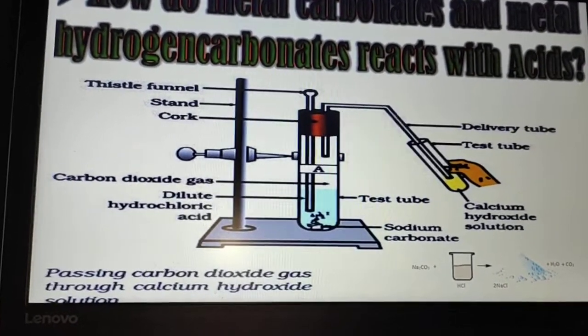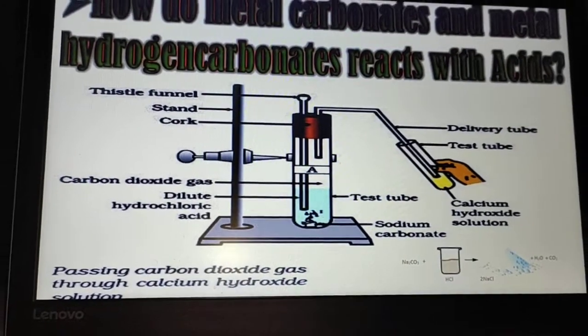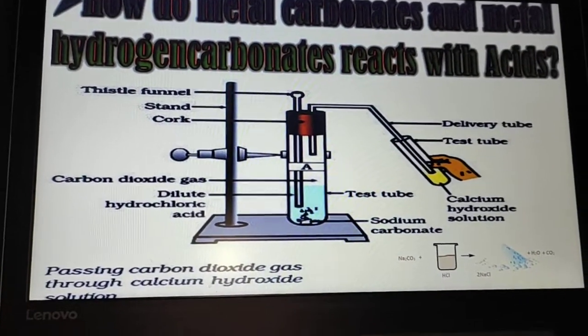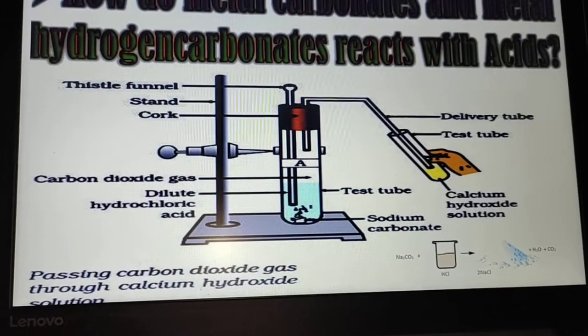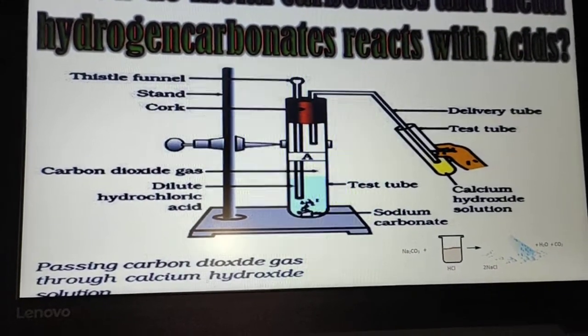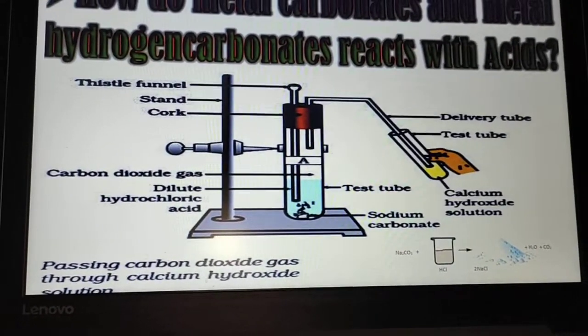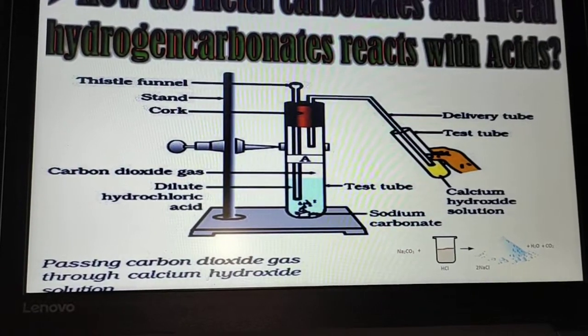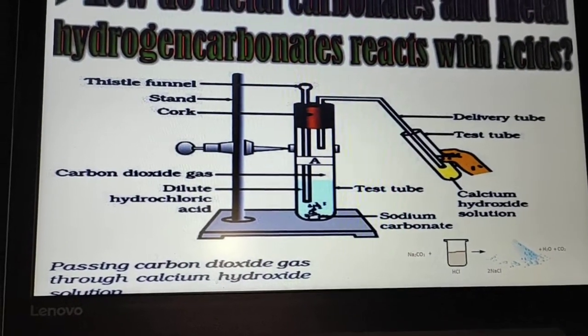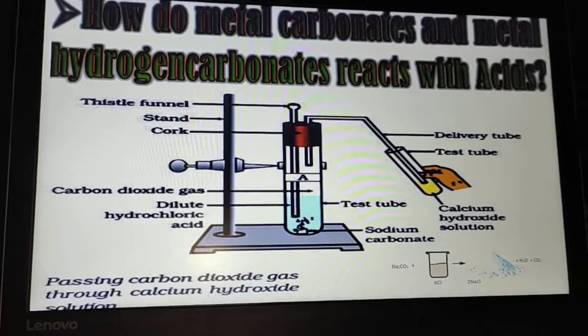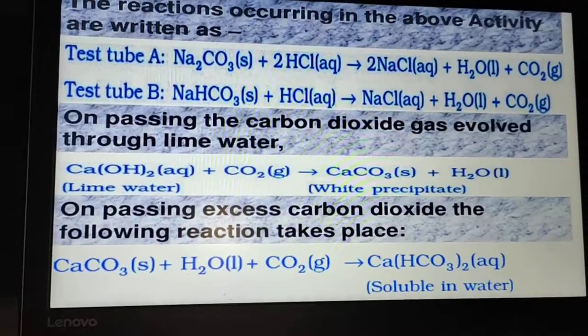So this can be detected by the experiment: lime water turns milky, that is one of your lab experiments. So here the detection of CO2 can be done by lime water turning milky, and the evolution of hydrogen gas can be detected by the pop sound experiment. So this is the reaction.